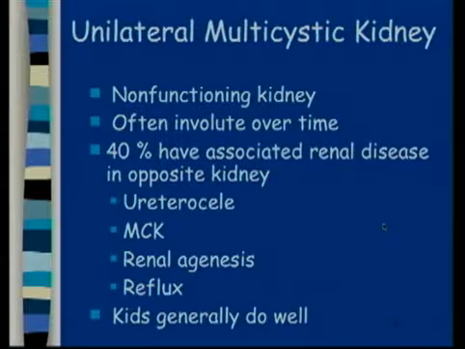And the important thing to realize is that 40% of them have associated renal disease on the other kidney. They can have a ureterocele from like a duplicated kidney. They can have another multicystic dysplastic kidney, but if they have that, it'll be fatal because they don't function. Renal agenesis, if they don't have a kidney on the other side, then it's going to be fatal because they won't have any renal function. And then lastly, reflux. So perhaps this baby might have reflux, just a little tiny bit of dilatation, so that'll be watched. Most of these kids generally do well, so you would rather be A than B.